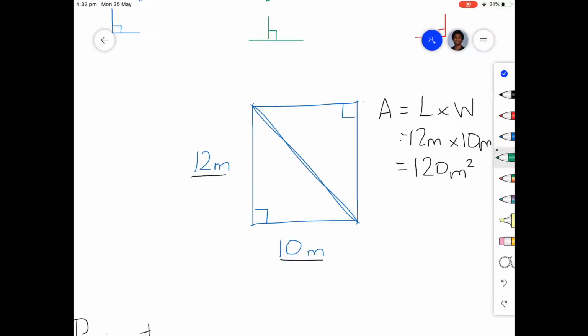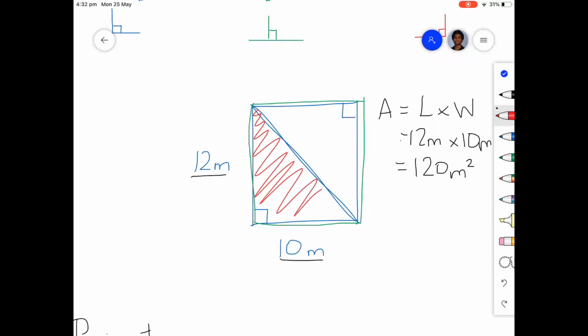Now that is the whole area of the rectangle. But if we're calculating the area of a triangle, all we want is half of that area. And so that's where the formula comes from. Instead of length times width, it's really length times width divided by 2. And so the area of one of those triangles is 60 meters squared. And that's where the formula for a triangle is derived from. So the area of a triangle is base times height divided by 2.